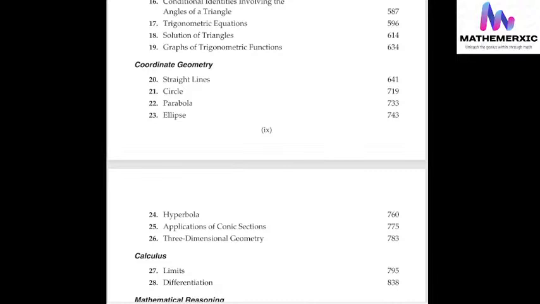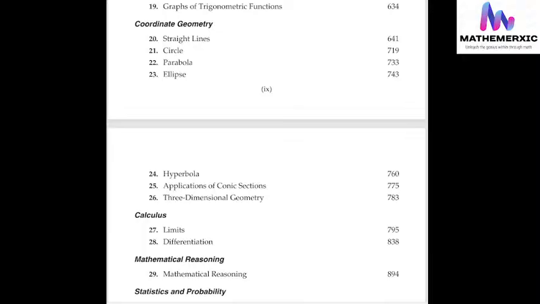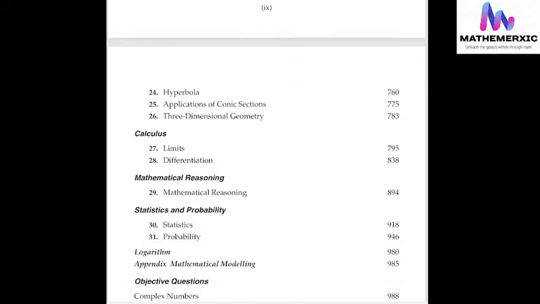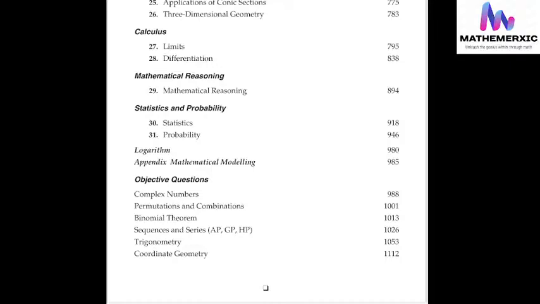Coordinate geometry has interesting stuff. There are straight lines, we are already aware. Circle, we already know, but it is an extension here. Parabola, ellipse are not introduced in grade 10, and hyperbola also. So new things will be there. Applications of conic sections will include all of them: the circle part, parabola, ellipse, hyperbola. Obviously, there will be complicated cases of the straight lines also. Three-dimensional geometry is also important for us.